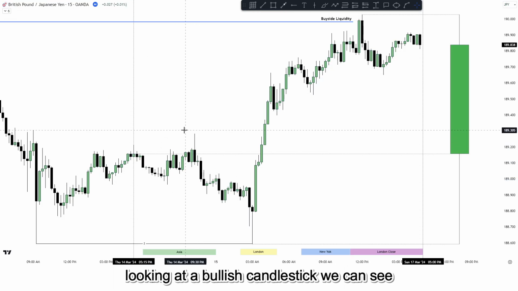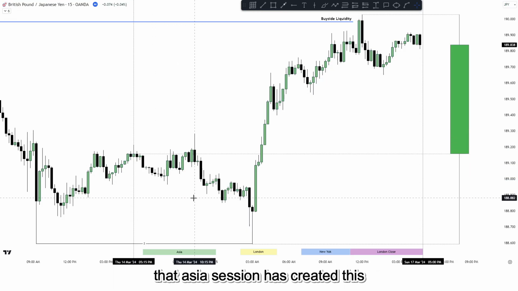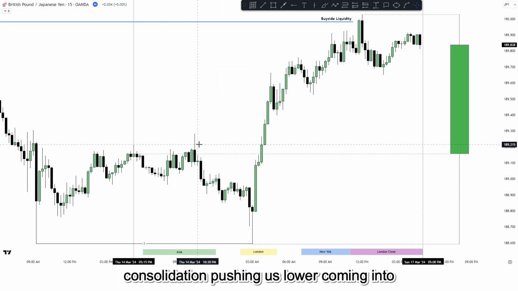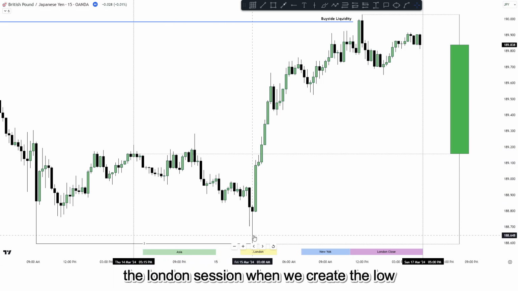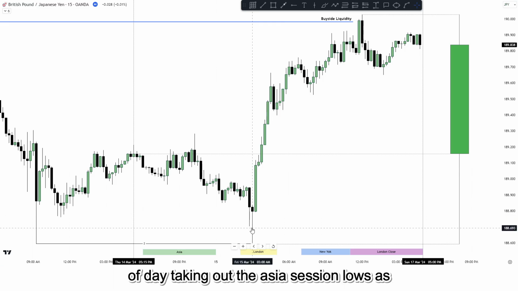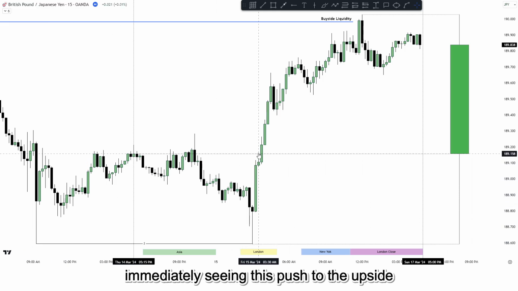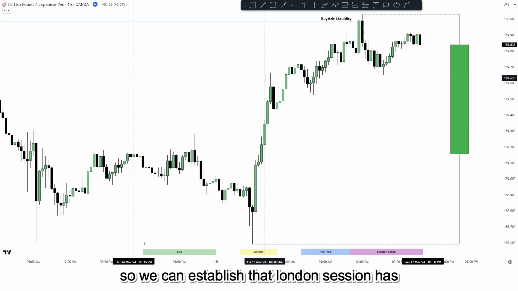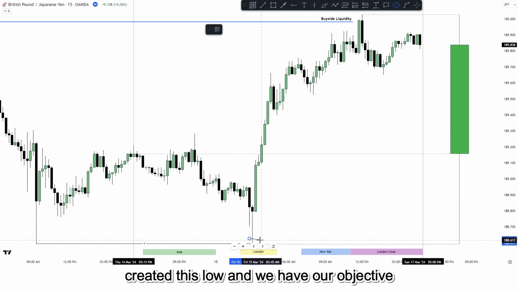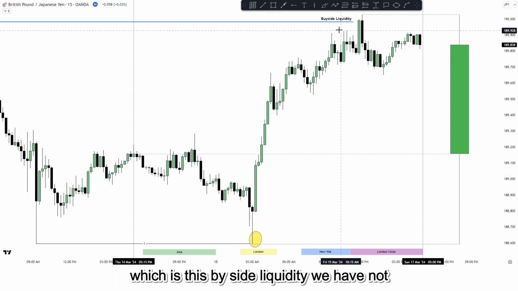Now looking at a bullish candlestick, we can see that Asia session has created this consolidation, pushing us lower. Coming into the London session, we create the low of day, taking out the Asia session lows as well as these prior daily lows, and then immediately seeing this push to the upside. So we can establish that London session has created this low, and we have our objective, which is this buy side liquidity.